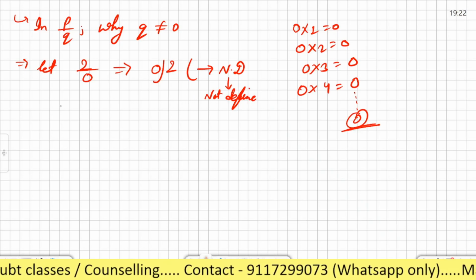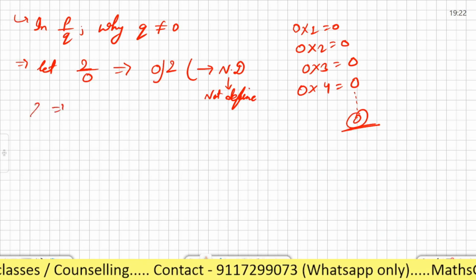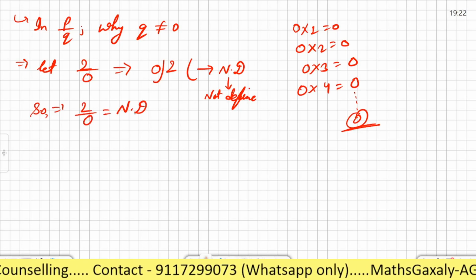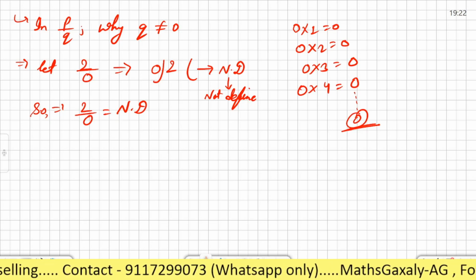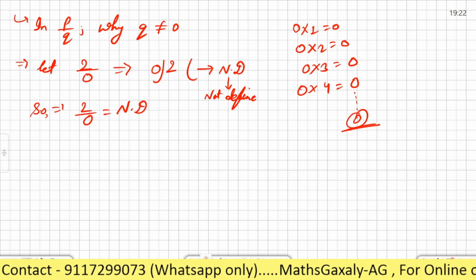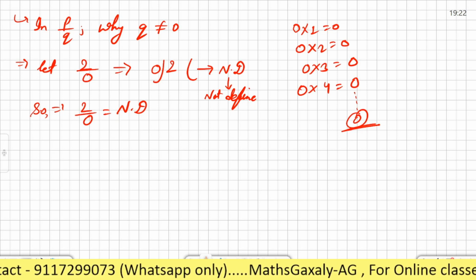Is it clear now? So here what we can say is that 2 by 0 will be ND. ND means not defined or can't define. So that's why in a fraction the bottom part should not be equal to 0. Is it clear?